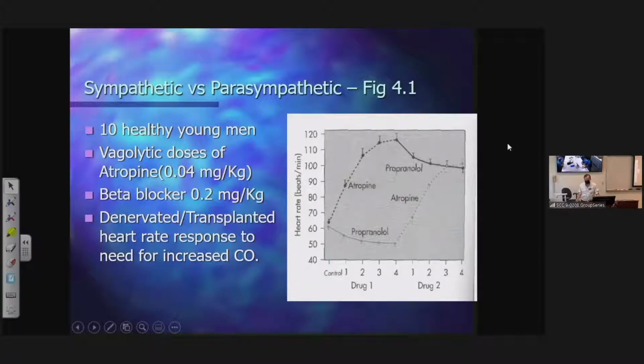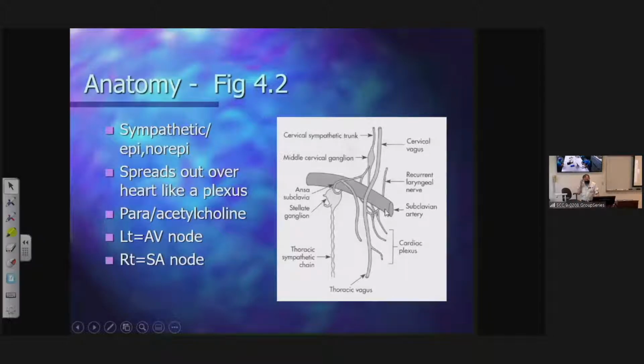Okay, next slide. So these are the wirings. There's sympathetic. It uses epinephrine, norepinephrine. The sympathetic nervous system spreads out over the heart. There's beta 1 receptor sites all over the heart, and these are like a web around the heart. And when the brain sends a signal, it gets to the whole heart quickly.